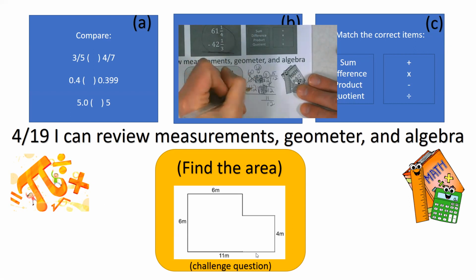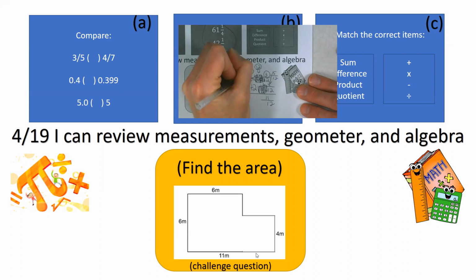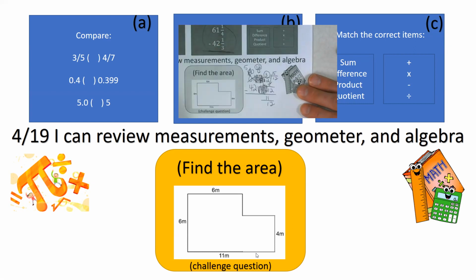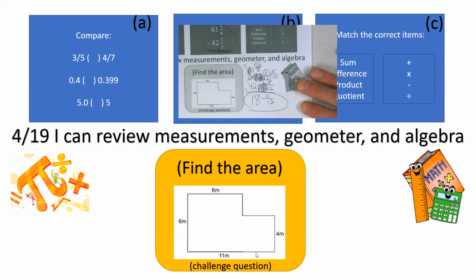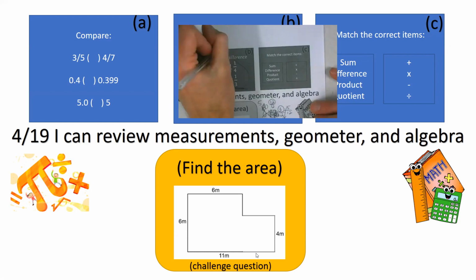Now what's 60 minus 42? Well, 0 minus 2 is illegal, so I have to borrow like this. Turn that into a 10. 10 minus 2 is 8. 5 minus 4 is 1. The answer is 18 and 11 12ths.